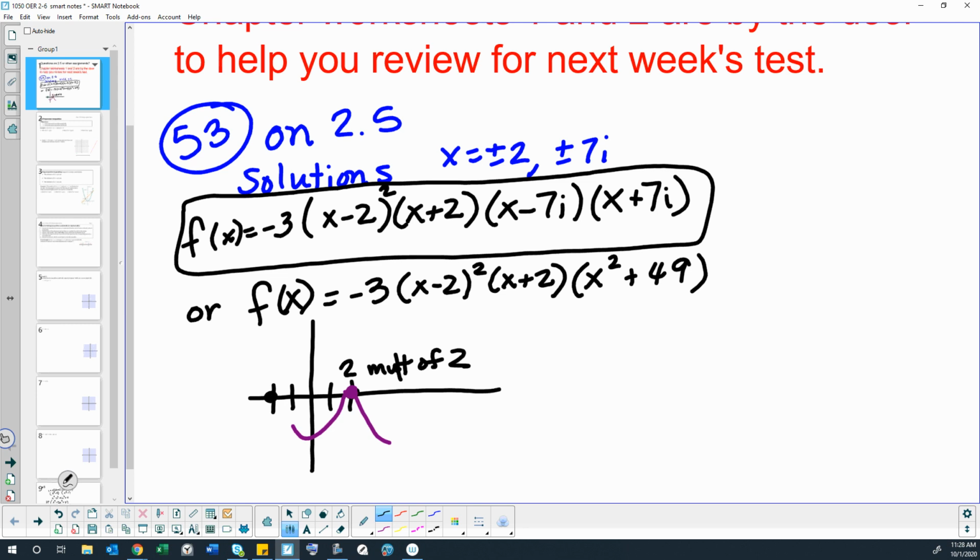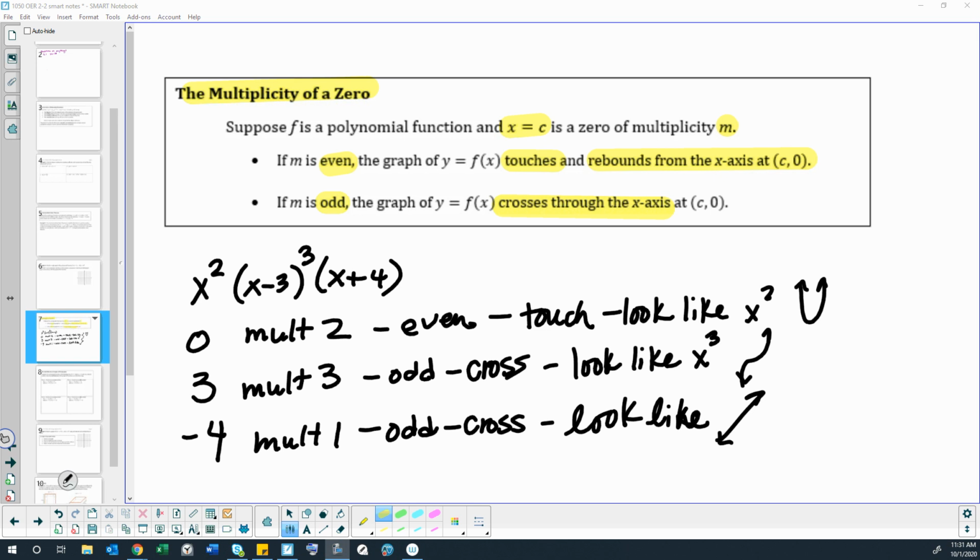Okay, so that goes back to section 2.2. We talked about multiplicity in section 2.2. Let me see if I can find those notes really fast. I think that might help. Okay. Okay, so I found this from our section 2.2 notes. The multiplicity of a zero: if f is a polynomial function, x equals c is a zero of multiplicity m. If m is even, the graph touches and rebounds from the x-axis. If m is odd, the graph crosses through the x-axis at that point.